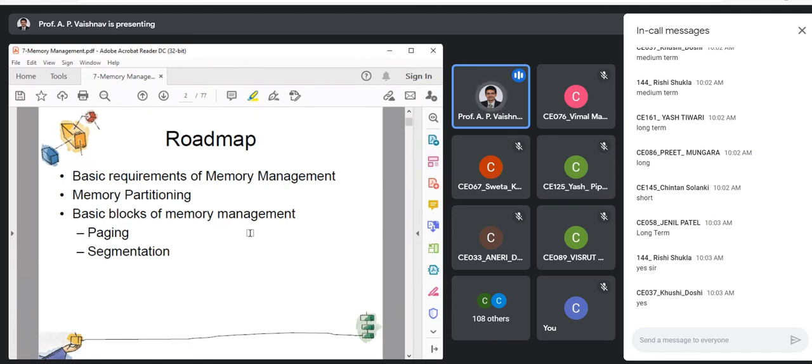Then comes paging and segmentation. It is actually a part of partitioning only. In paging, we try to divide the process into small size components, while segments are larger size components. We'll see that in detail. So these topics we'll be covering in the next 3 to 4 classes. Most probably within this week, we'll be finishing up to segmentation. That is the goal.